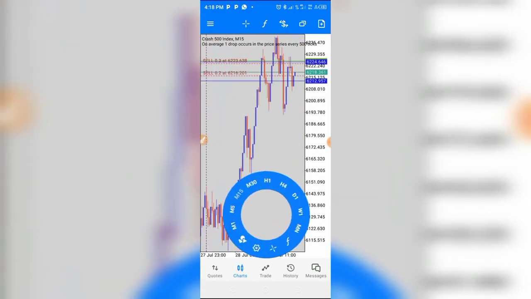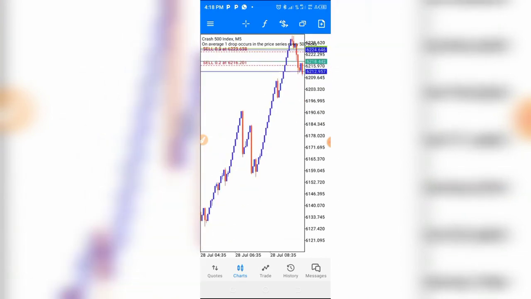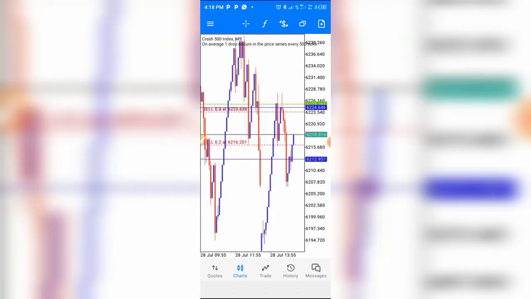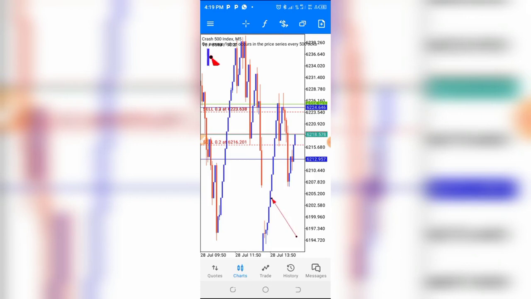Alright, so if you need more videos on how to refine this order block, this is what I actually look out for on my order block. So after I've refined the order block, you can see that these are the two horizontal lines that I drew earlier.